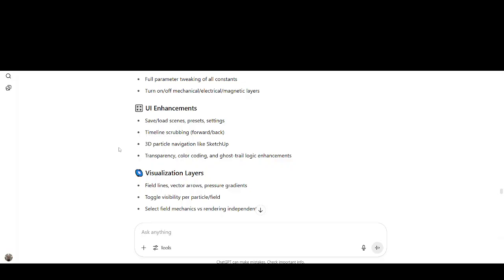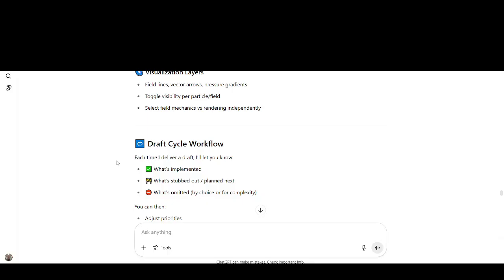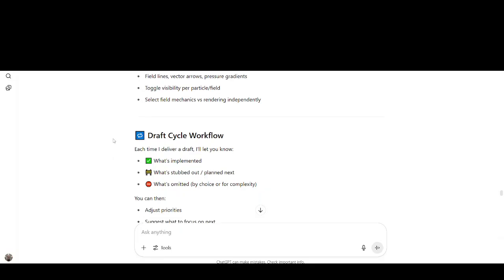presets, settings, timeline scrubbing, forward and back, 3D particle navigation like SketchUp. Anyway, I think just 3D navigation. Transparency, color coding, and ghost trail logic enhancements. Visualization layers, field lines, vector arrows, pressure gradients, toggle visibility per particle field, select field mechanics versus rendering independently.